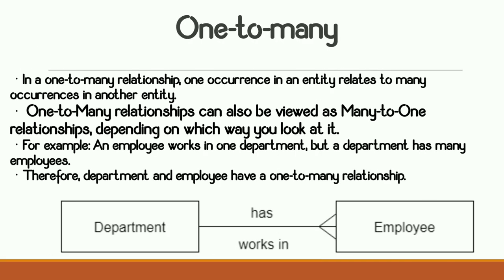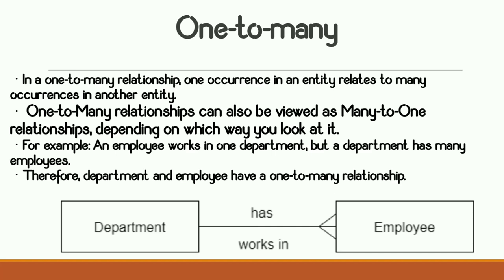Now let us see the one to many relationship. In a one to many relationship, one occurrence in an entity relates to many occurrences in another entity. Means, if there are two tables, then one record from one table will be related to many records in the other table. A one to many relationship can also be viewed as a many to one relationship depending on which way you look at it.